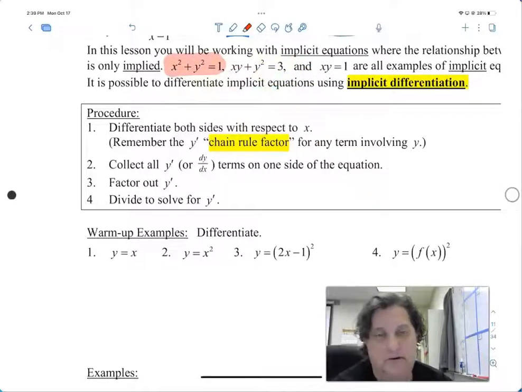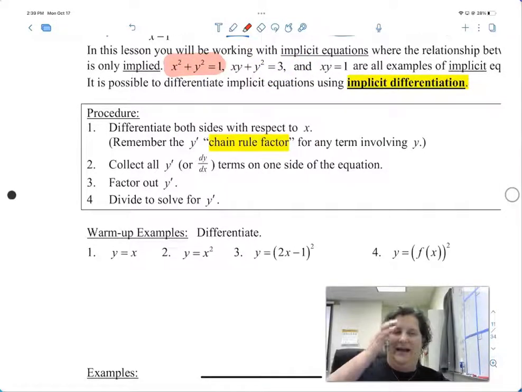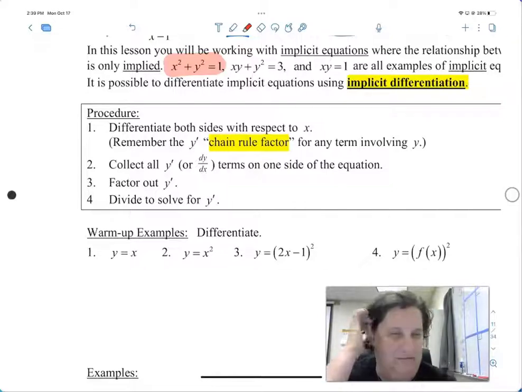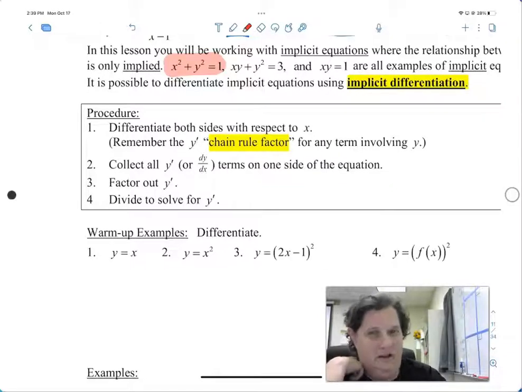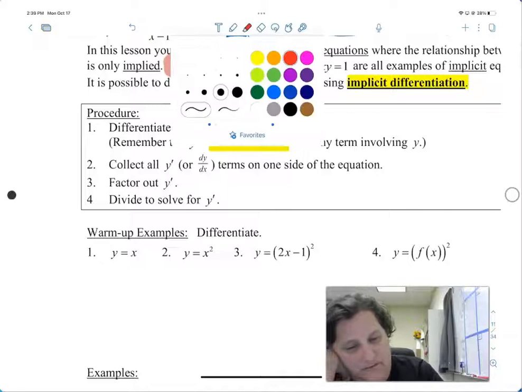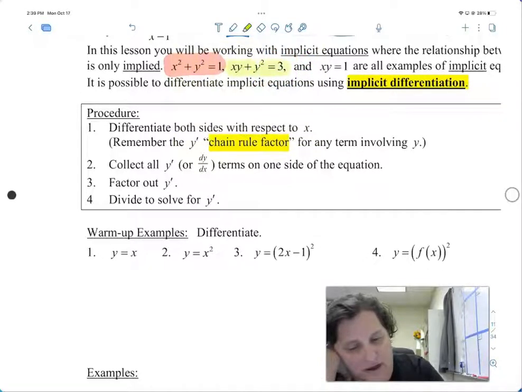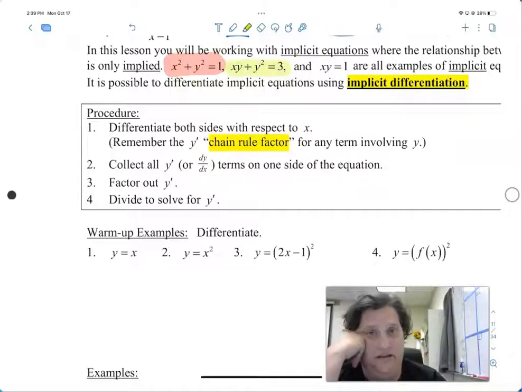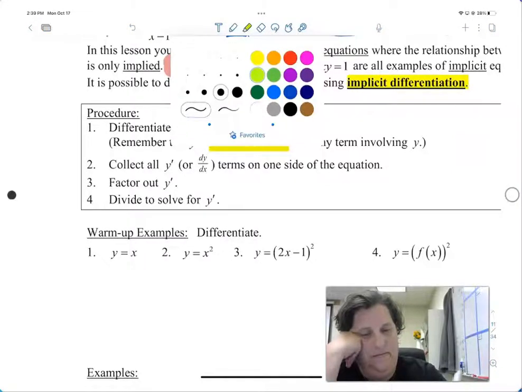X squared plus y squared equals 1. So what's the problem with that? I can't really solve for y. I mean, you could, but you'd have a plus minus, and we don't want to take derivatives of that, right? Here's another one: xy plus y squared equals 3. You can't solve that for y. That's impossible.